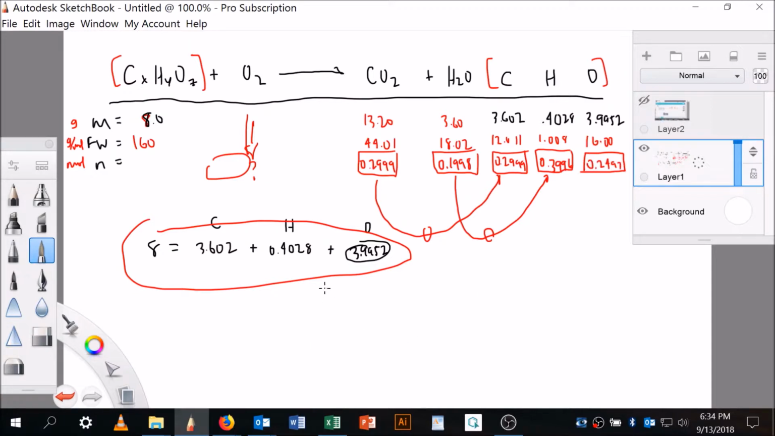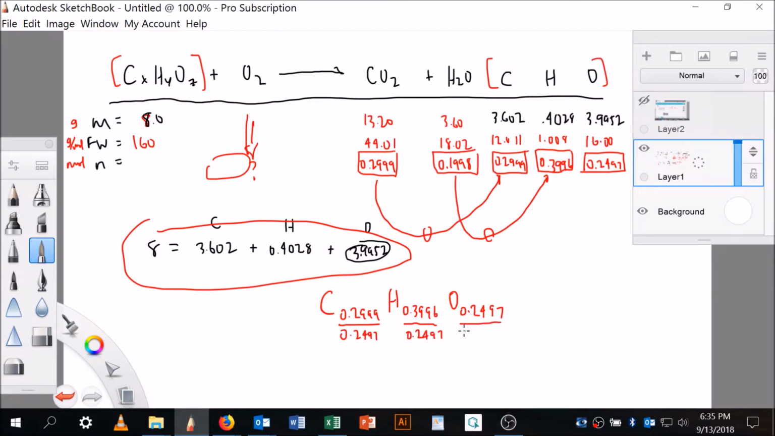0.2497, okay? So the empirical formula is C 0.2999, H 0.3996, O 0.2497. Okay, now obviously you don't have empirical formulas like that, so we're going to divide everything by the lowest number here, 0.2497, right?